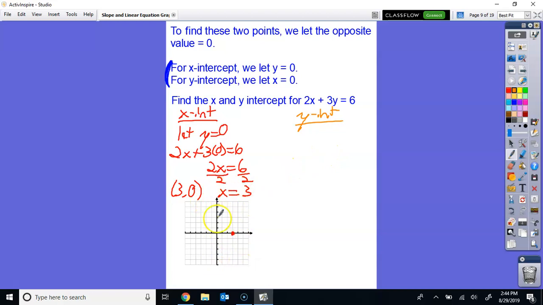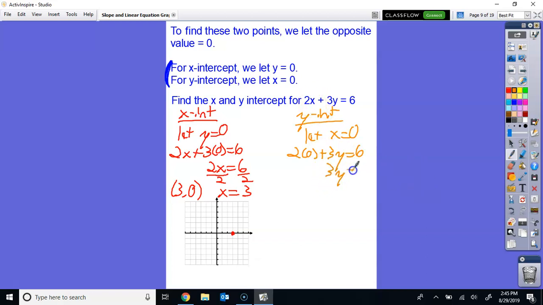The other intercept, the y-intercept, is on the y-axis. The x value is always 0 on the y-axis. That's just what the x value is there because you're right in the middle of the graph. So what we do is we actually plug in 0 for x this time. Again, we're finding a completely separate point.